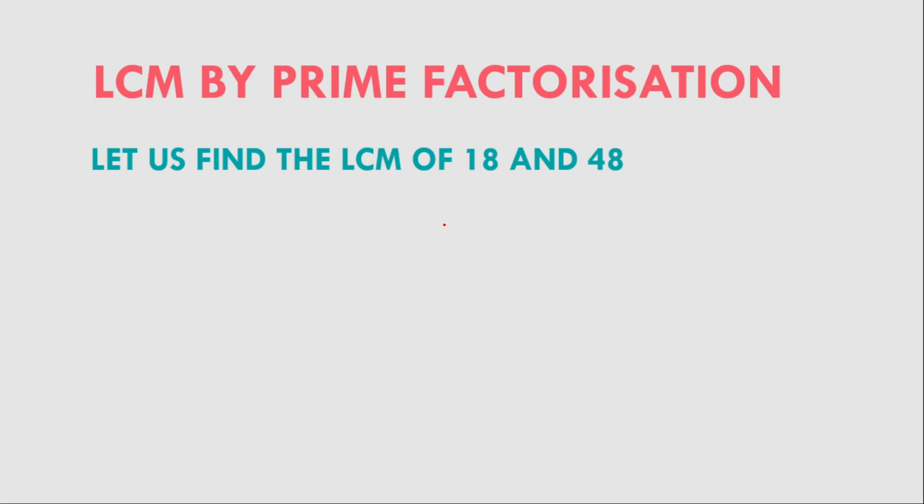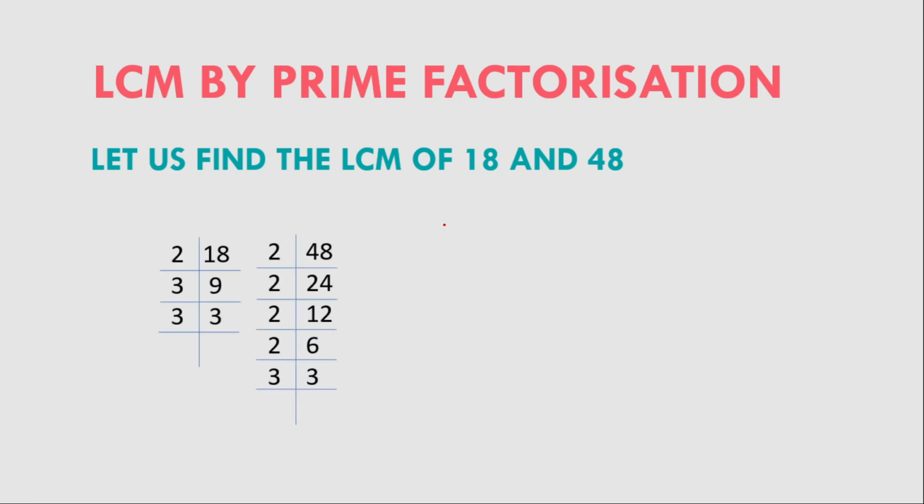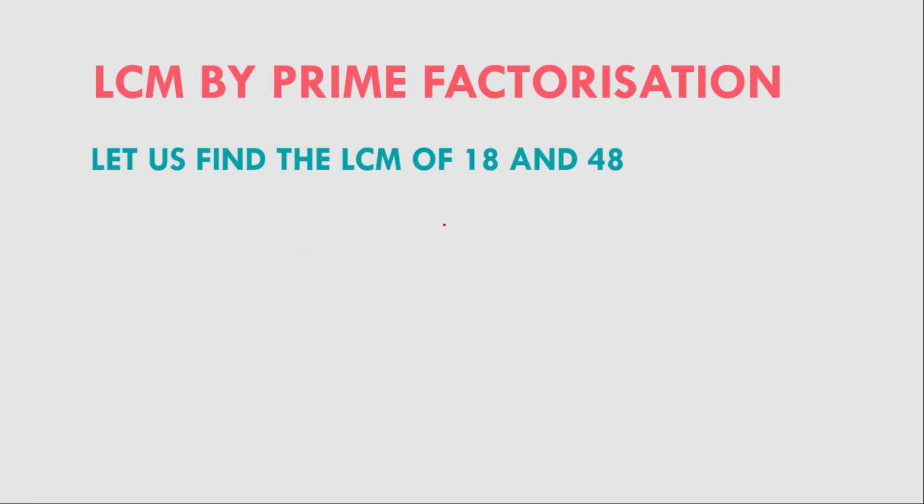Now let us find LCM by different methods. So method number 1, prime factorization. So let us find the LCM of 18 and 48 by prime factorization. There's also something important, you have to know about prime factorization. If you don't know about prime factorization, just check my previous video, HCF, where I also tell in detail about prime factorization.